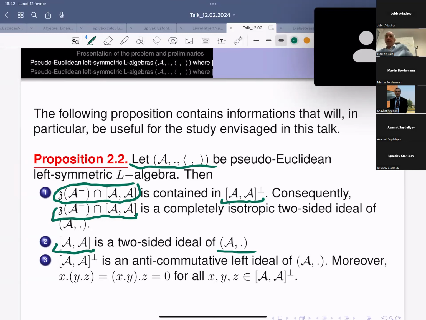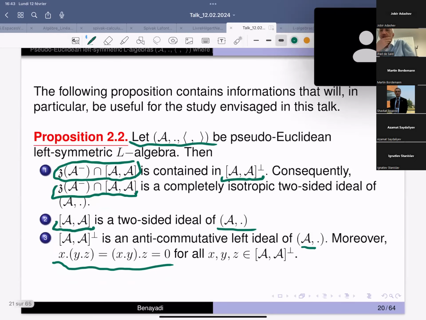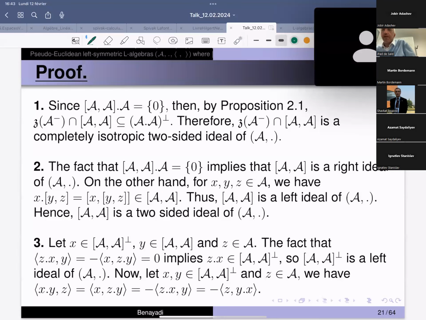of this left-symmetric algebra, and the orthogonal of R is an anti-commutative left ideal of this, and in addition, you can check that you have this identity here. It's not very difficult. You have some calculation here. It's just some linear algebra.